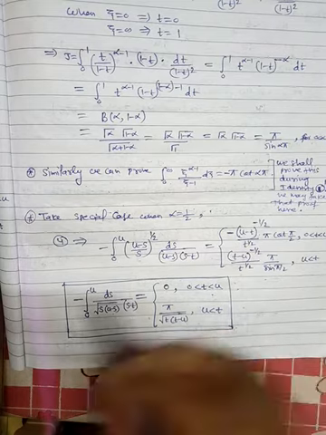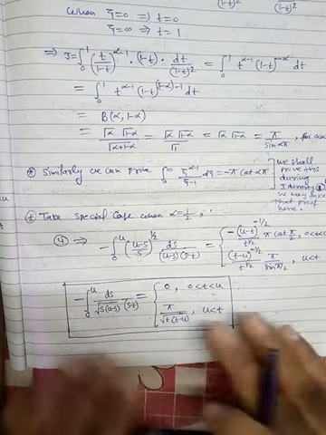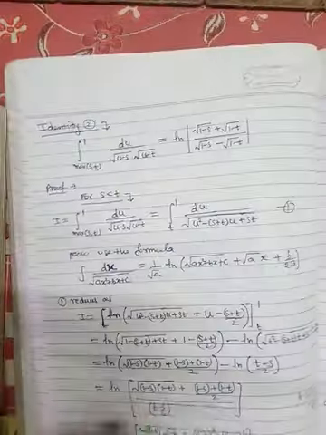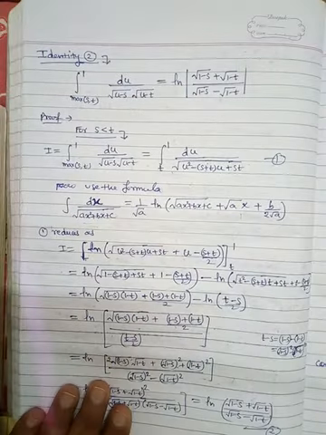So this is basically our particular case. Fine. Now in the next video we will discuss identity number 2. We will discuss this in the next video. Fine. Thank you.